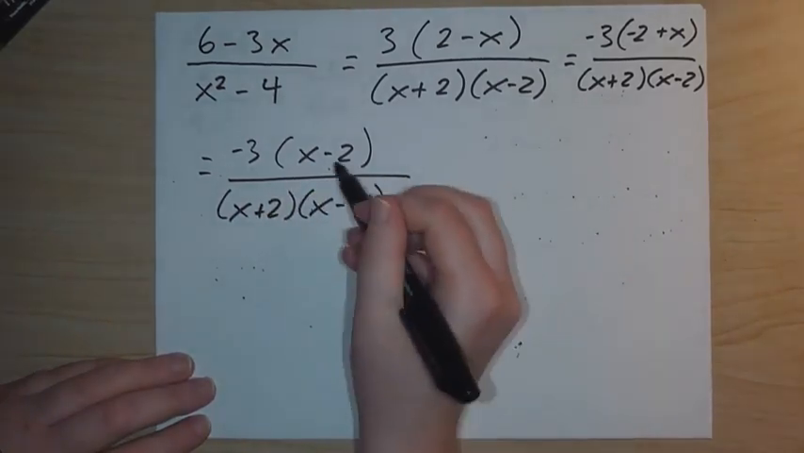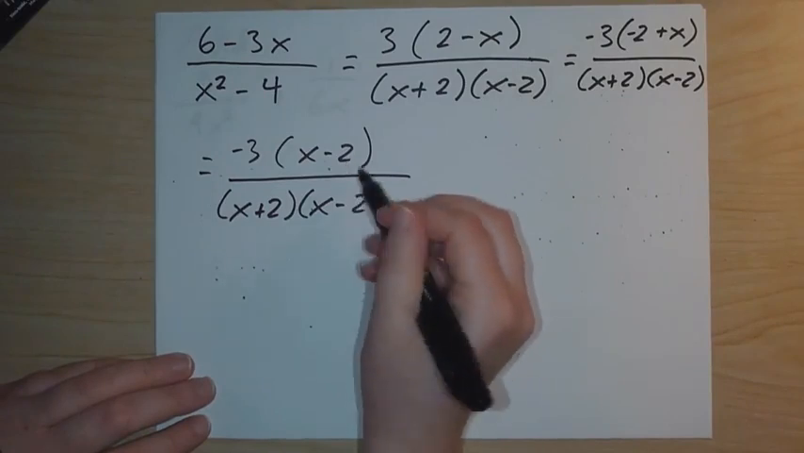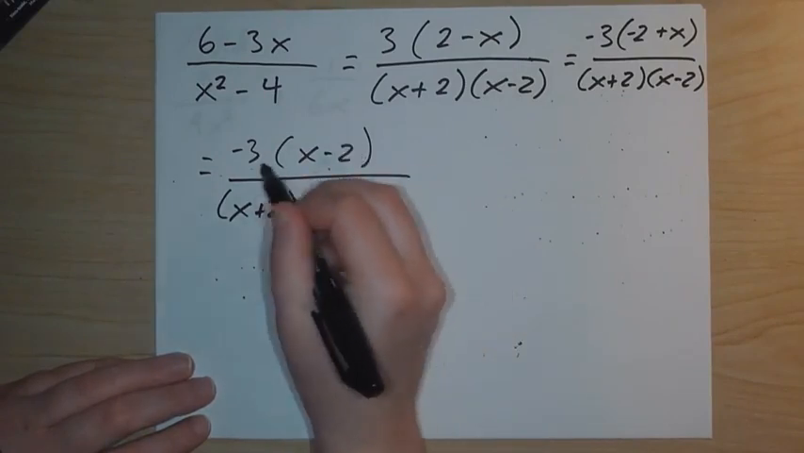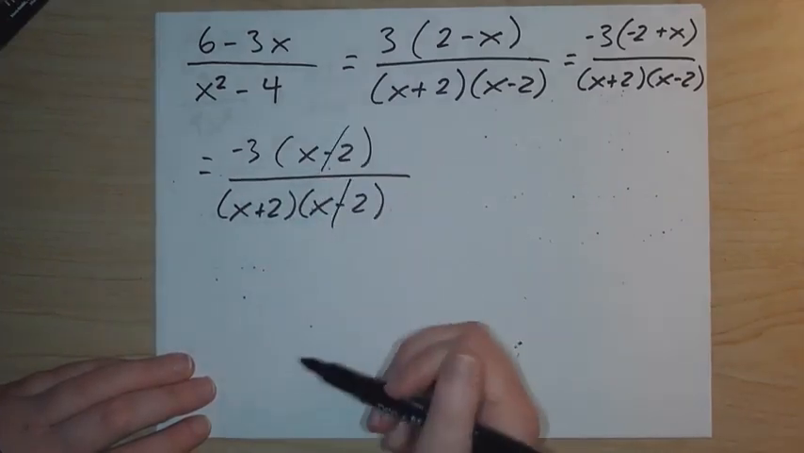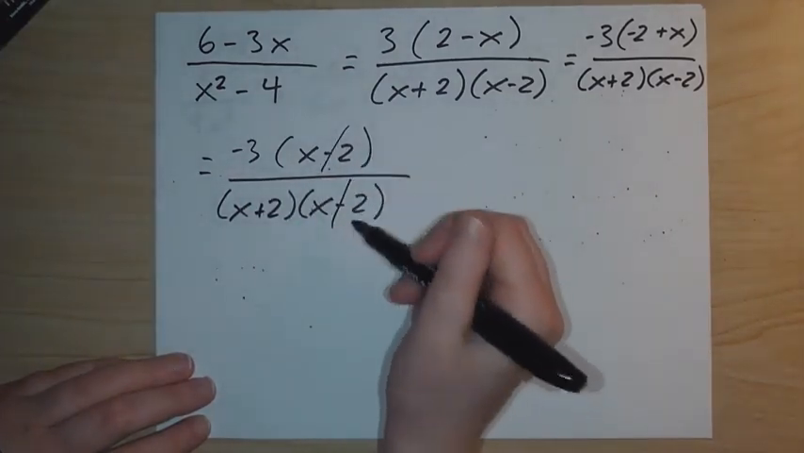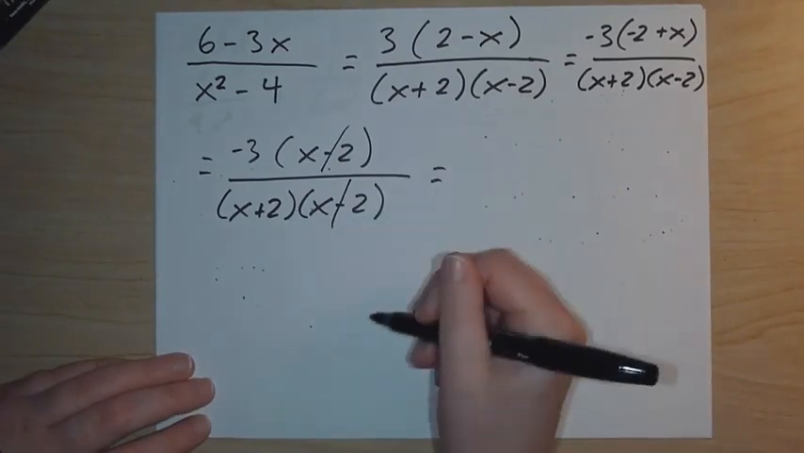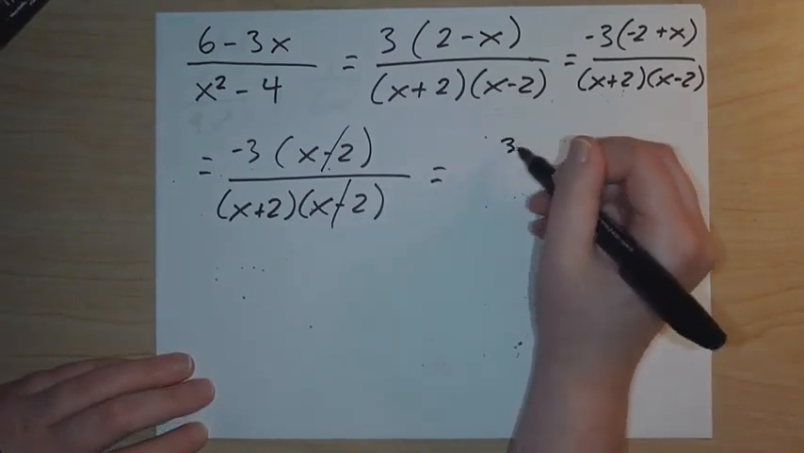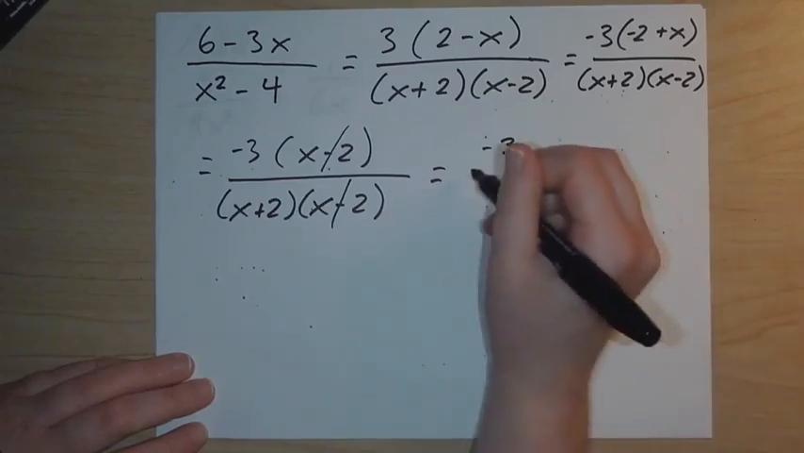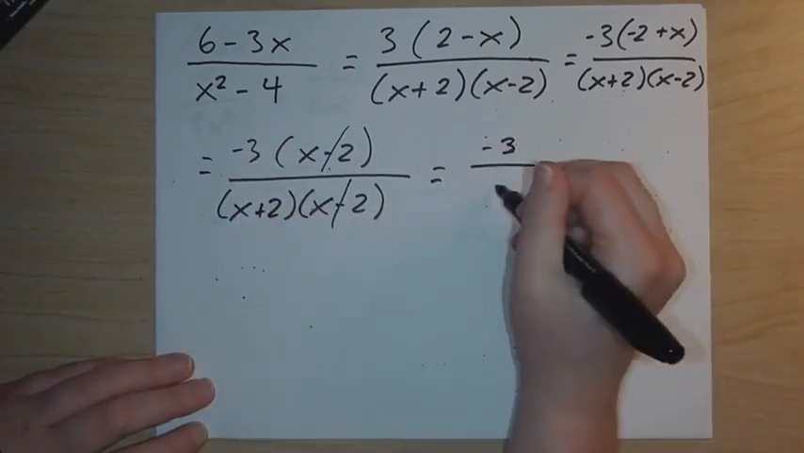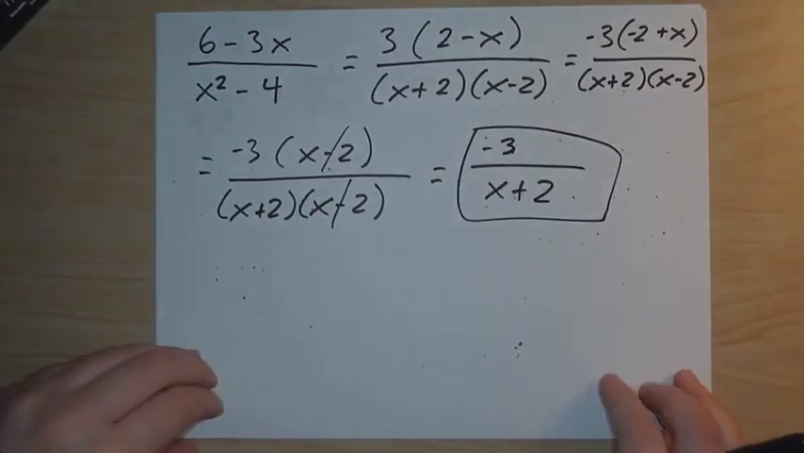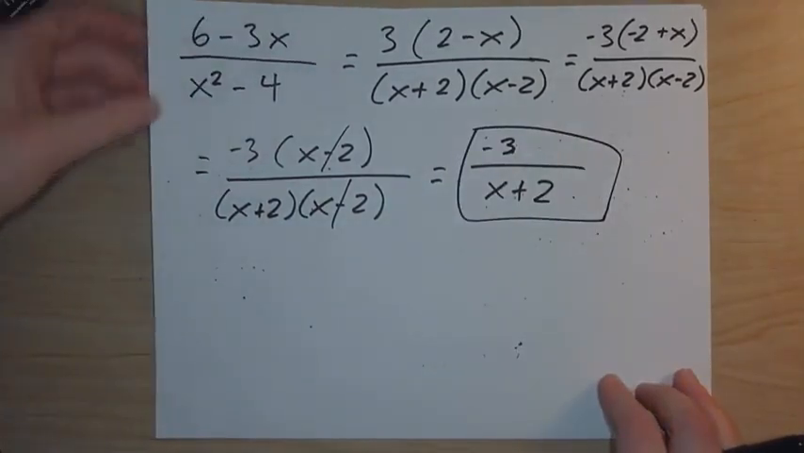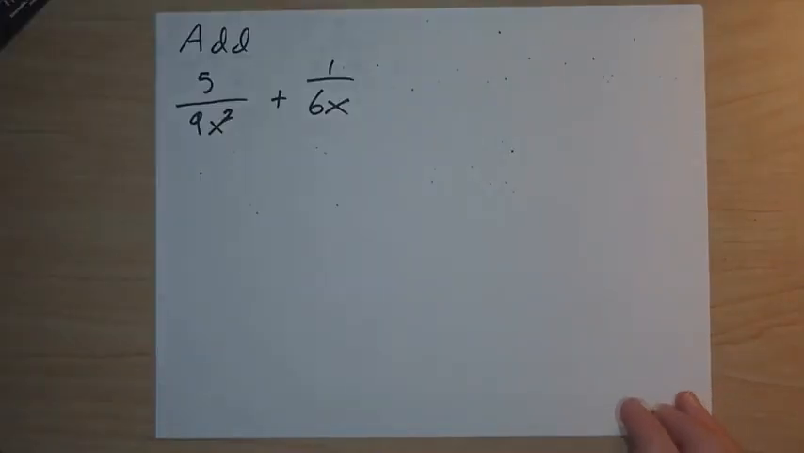And now we notice that we have the same factor, x minus 2, on the top and the bottom. It's all multiplication in between the factors, so we can cancel that, because having it on the top and the bottom is just 1. And so in lowest terms, this is negative 3 divided by x plus 2. So those are two examples of how to write in lowest terms.